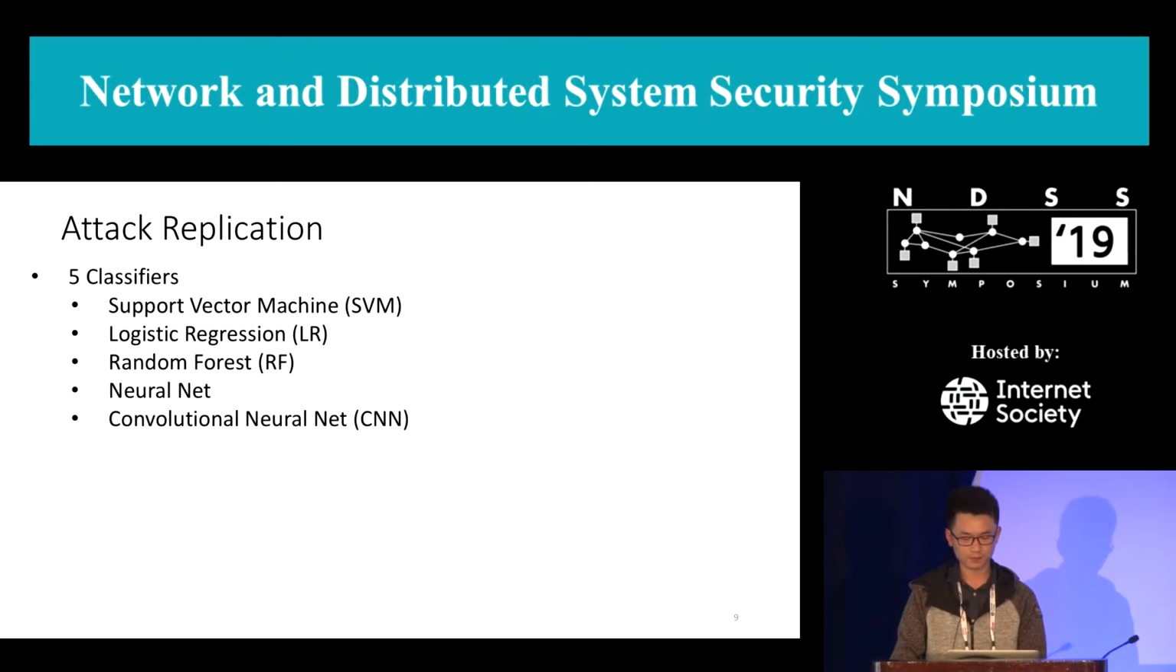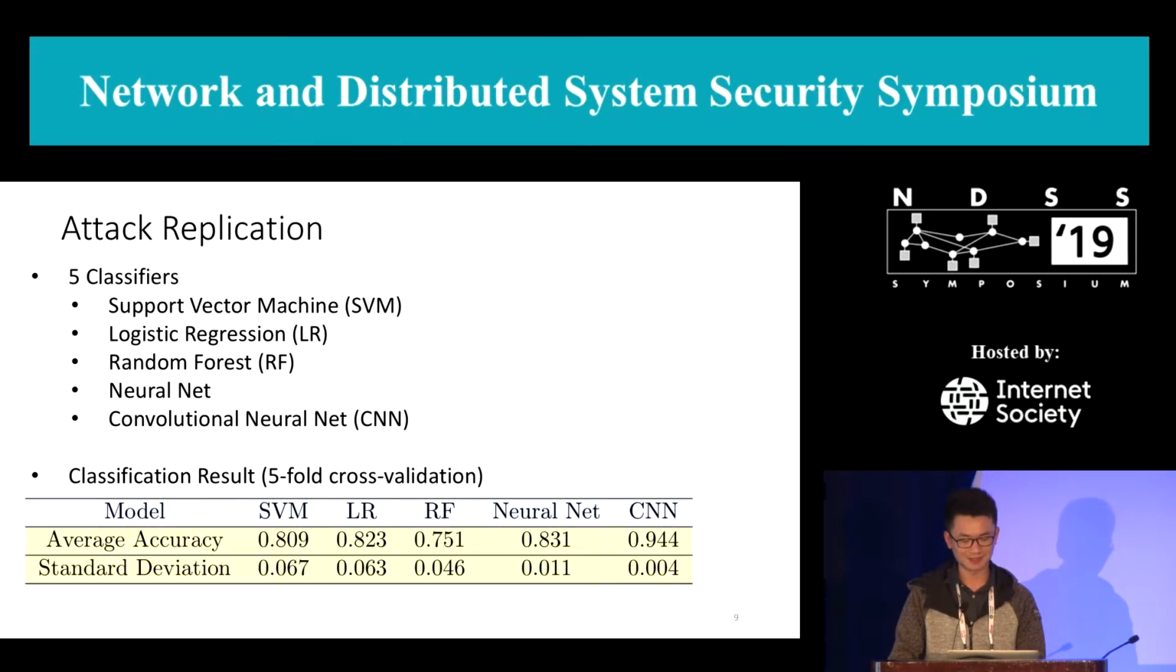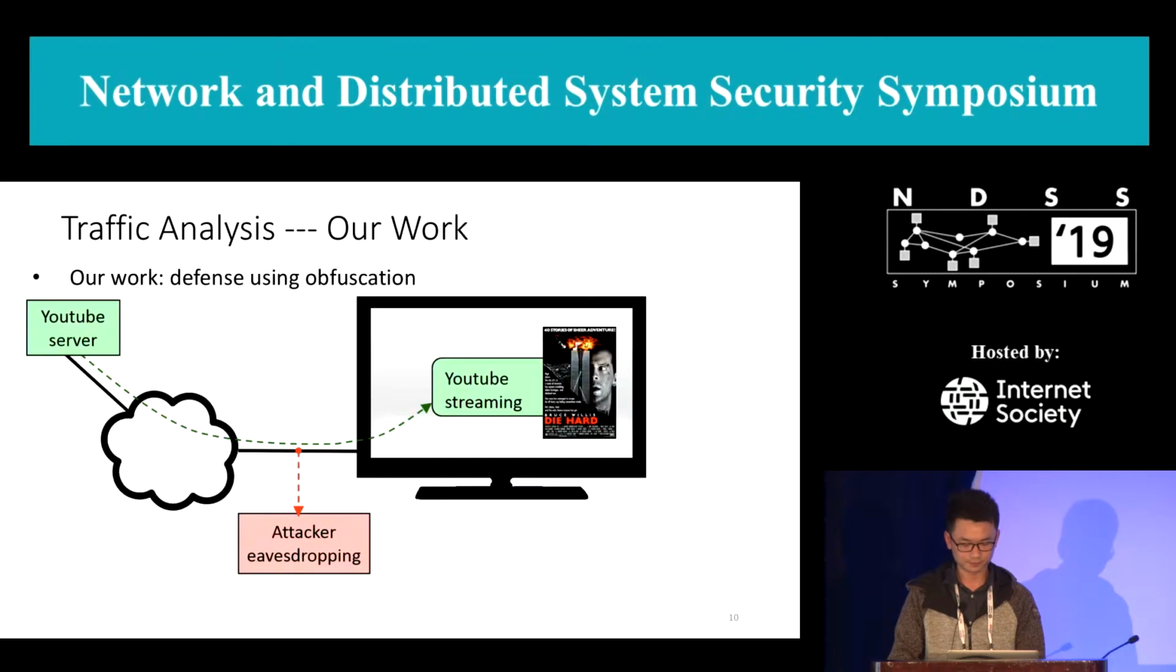We use 5 types of classifiers to perform the classification. For CNN, we use the exact same model as that in the Usenix paper. From the result, we can see that CNN performed best with 94.4% accuracy. So we successfully replicated their attack using our own data set.